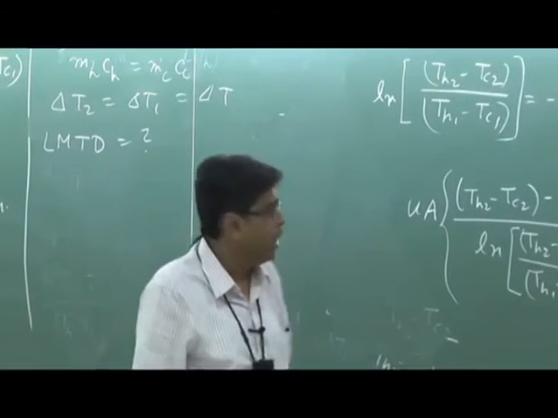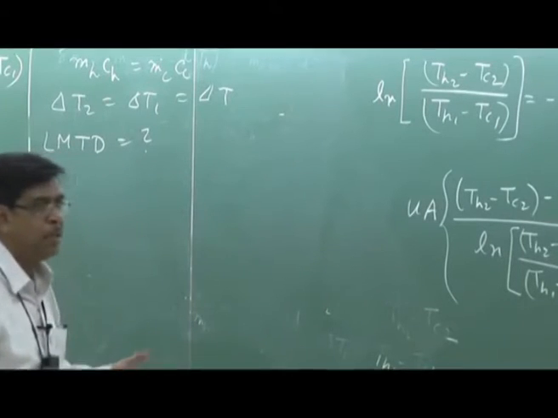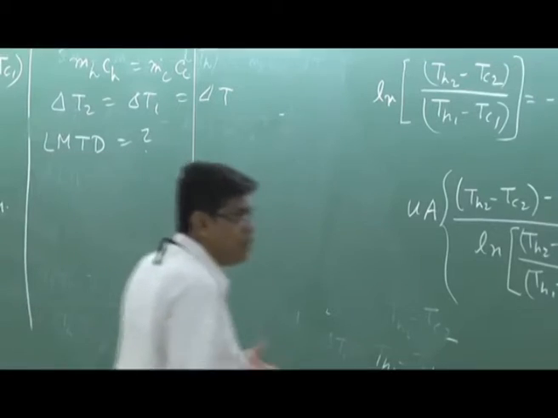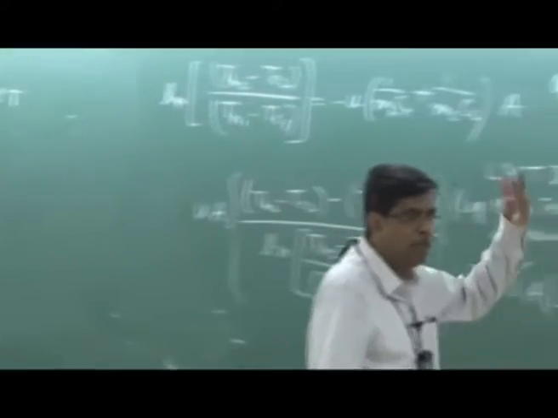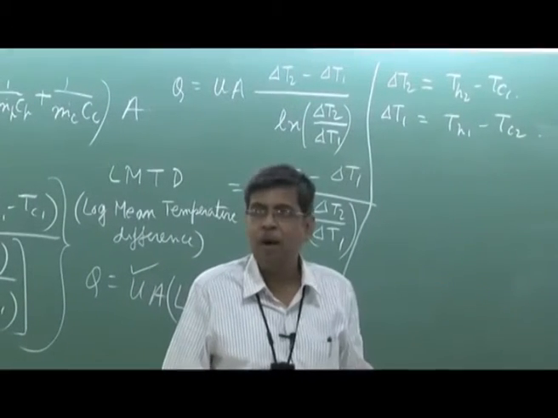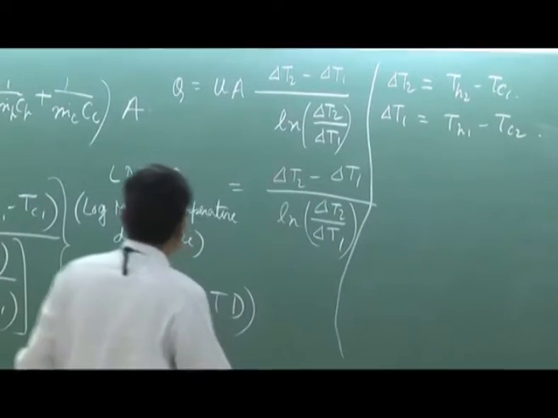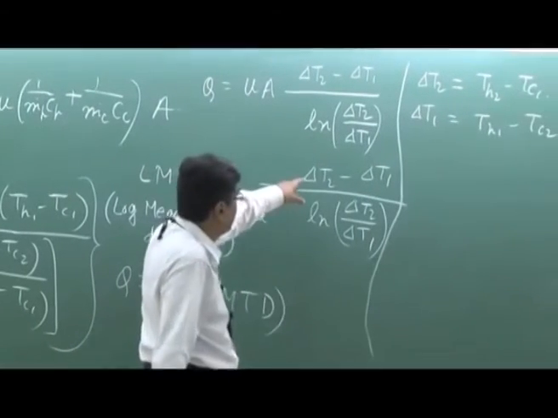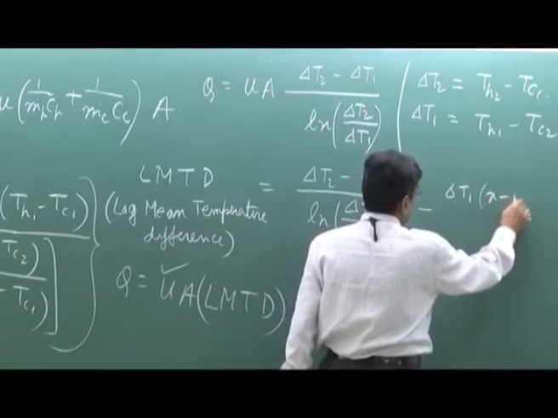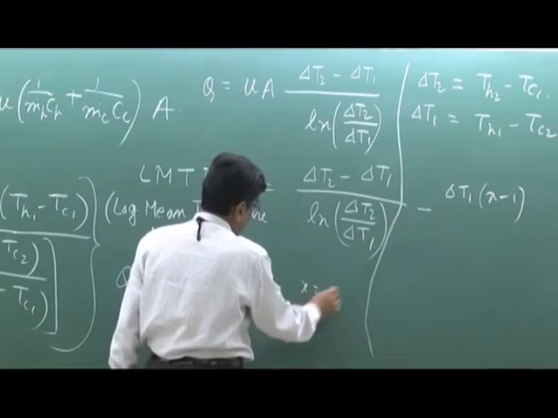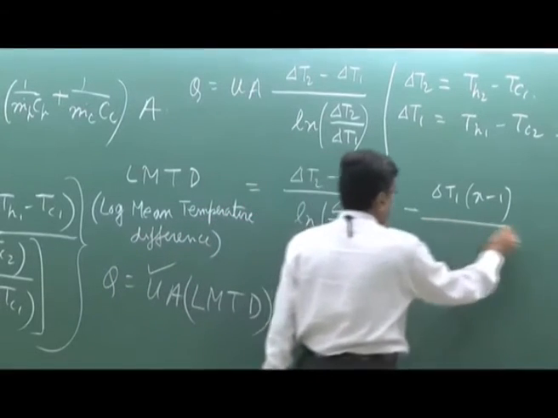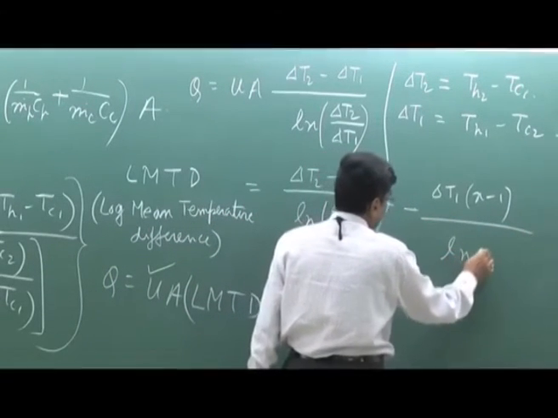Okay. So therefore, we can do it in various ways. (x − 1)/ln x, L'Hospital's theorem is a mental problem. x − 1 becomes 1 and ln x becomes 1/x, and in that case here it will be ΔT1 into (x − 1), where x is ΔT2/ΔT1, and we can write the denominator as ln x.